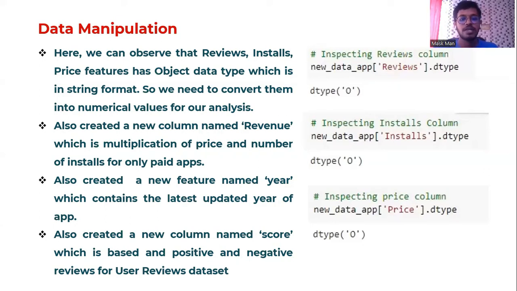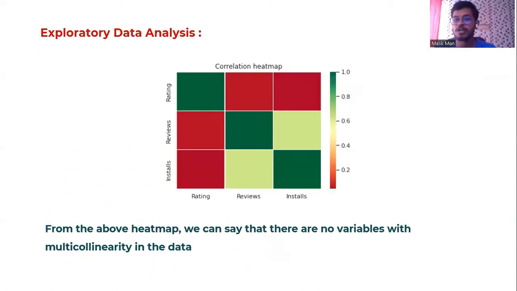And I also created a new column, revenue, for the Play Store app data, which is a multiplication of the price and the number of installs. And after cleaning and manipulating the data, we can deep dive into the exploratory data analysis. So I started with the correlation heat map.